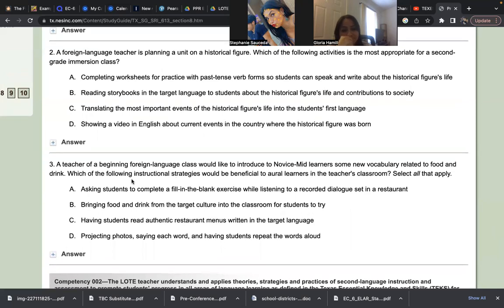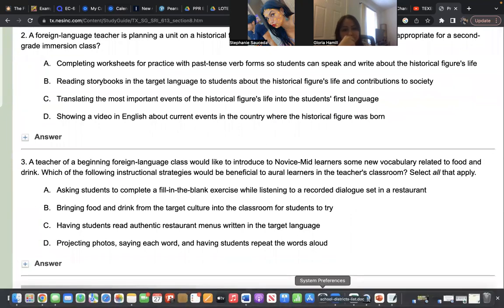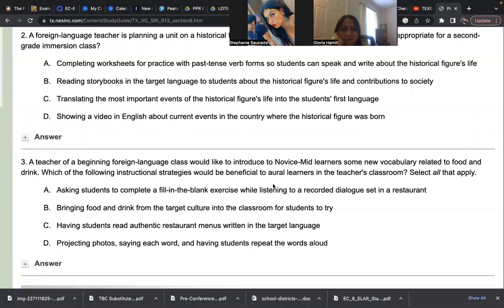Okay, so here's another one where you have to find those keywords and phrases. A teacher of a beginning foreign language class would like to introduce to novice mid-learners some new vocabulary related to food and drink. Which of the following instructional strategies would be beneficial to oral learners? Is it oral? I think it's like people who are audio learners in the teacher's classroom. Select all that apply.